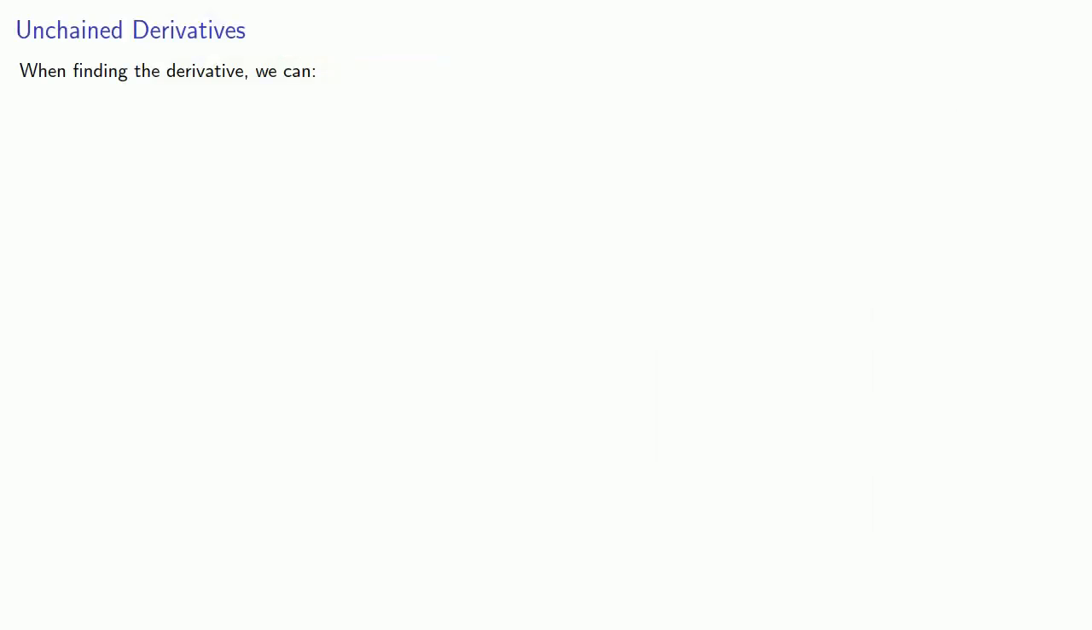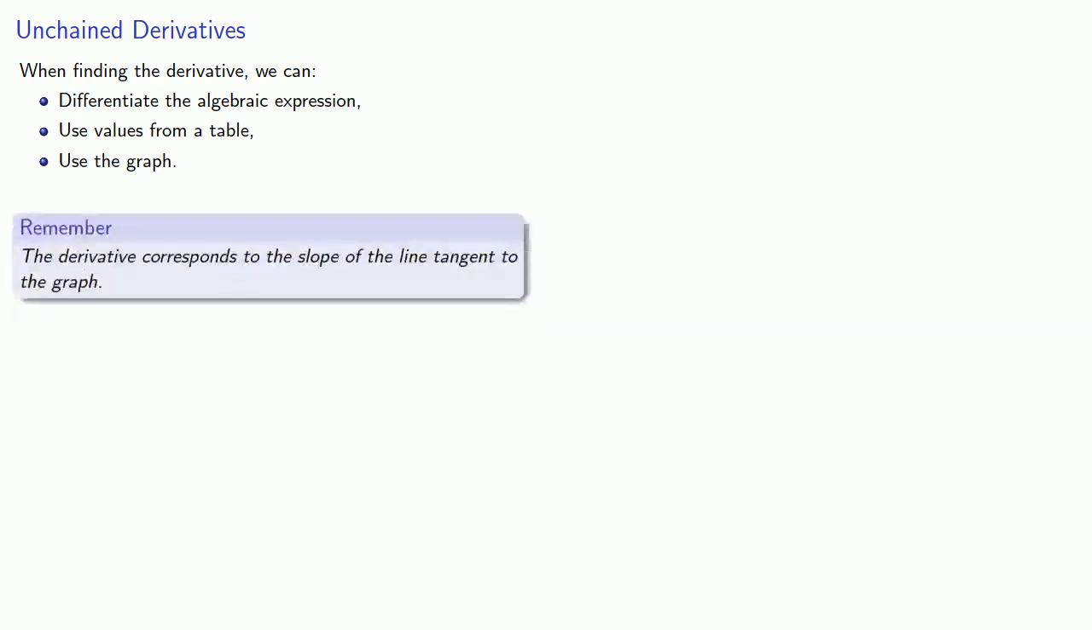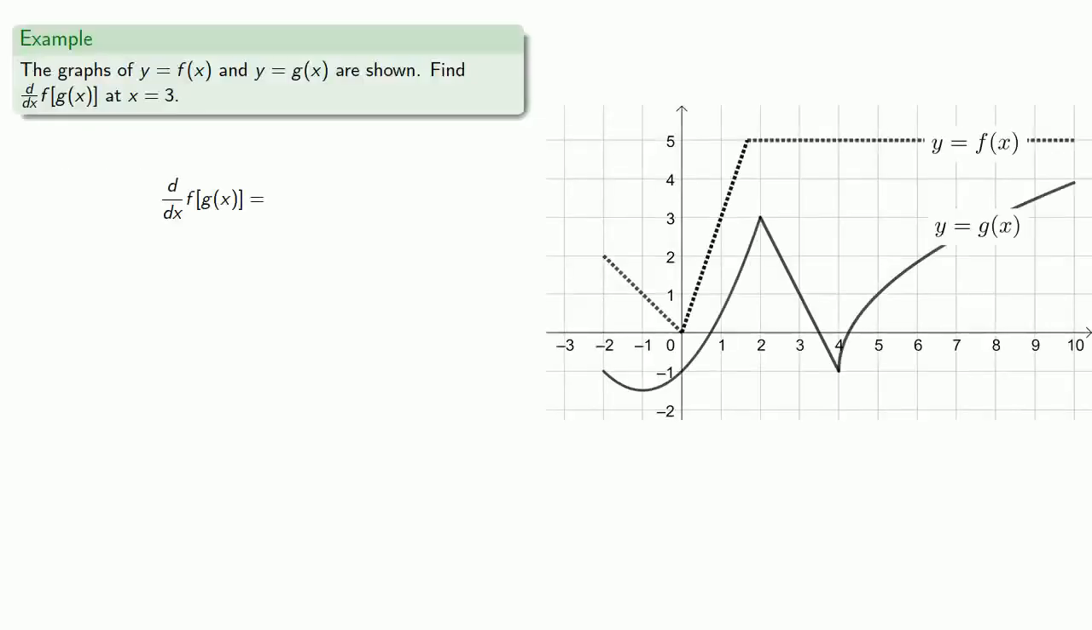So let's put a few ideas together. When finding the derivative, we can differentiate the algebraic expression, use values from a table, or use the graph. Because remember, the derivative corresponds to the slope of the line tangent to the graph. So let's have a couple of graphs, f of x and g of x, and let's find the derivative of f of g of x at x equals 3.